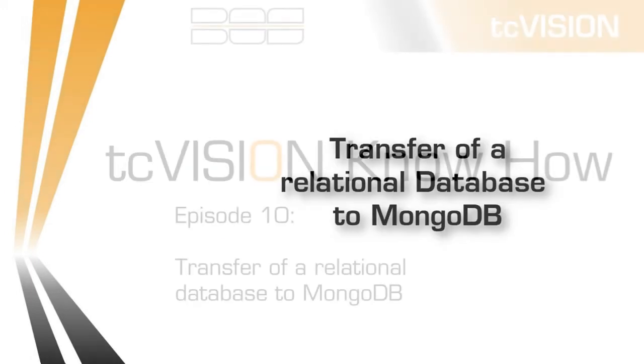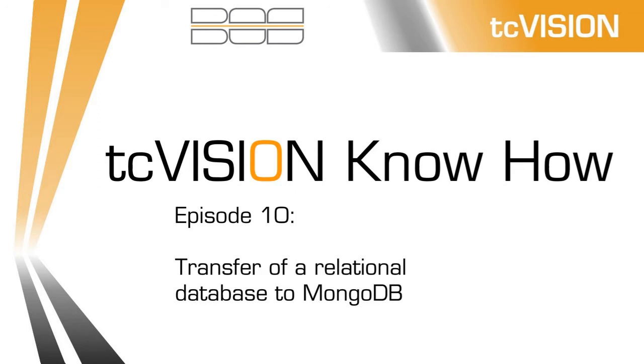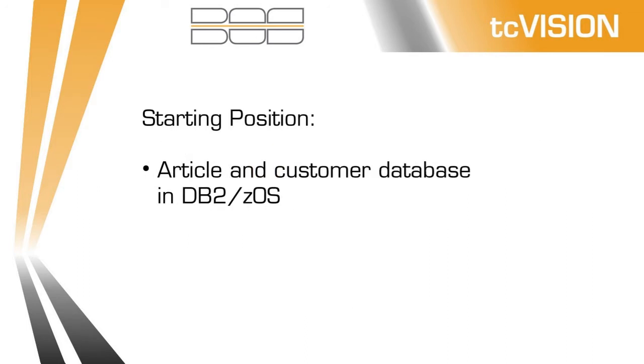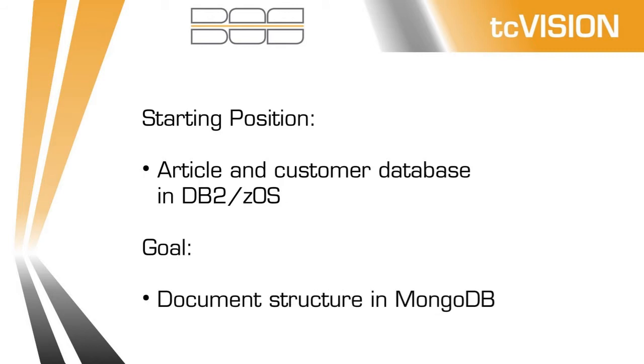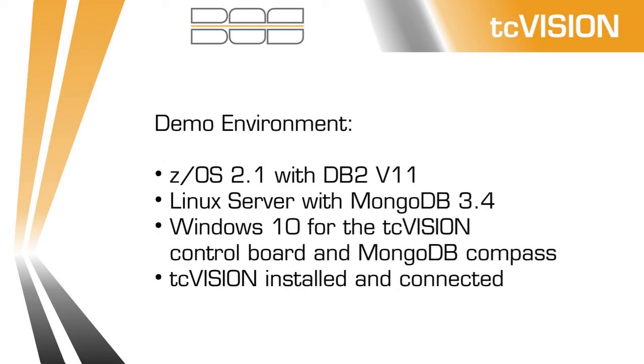10 of tcVISION know-how. Our starting position is a relational model with a database of products, customers, and orders. The goal is integrating logically connected data through subdocuments, the easy access to related information, and avoiding redundancy.